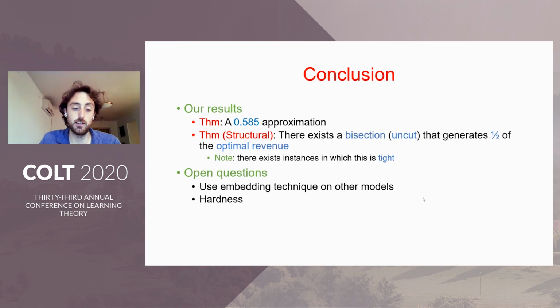Another question is hardness. Whether we could hope for anything much better than 0.585, or whether there's some inherent difficulty in improving upon this result.